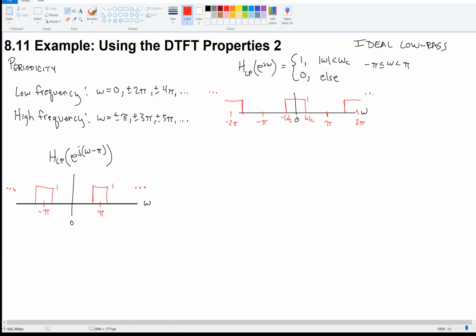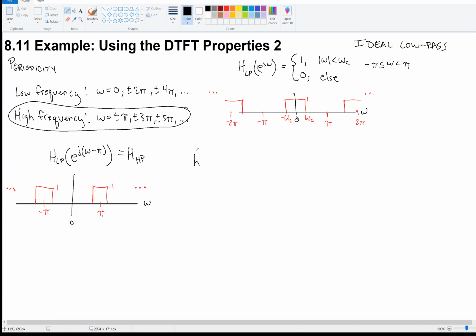And so what is this? Well, this is letting frequencies around pi through the filter. So this is not a low-pass filter anymore. This is a high-pass filter. So the idea is that once you have a low-pass filter coded, then you can just perform some sort of manipulation to make it a high-pass filter. So what is that manipulation?